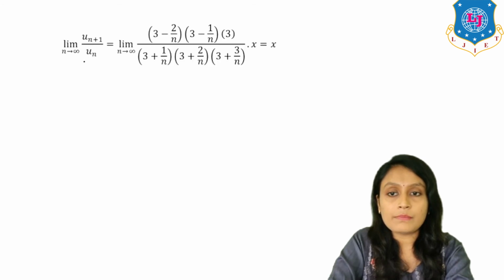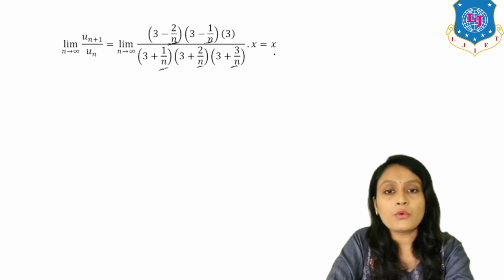Next we will apply the limit, that is limit n tends to infinity un plus 1 upon un. Now we know the limit n tends to infinity of 1 upon n is 0. So all these terms will go to 0. What remains is only x, because here in the numerator we have 3 into 3 into 3 and in the denominator we have 3 into 3 into 3. So it will get cancelled. So what remains finally is x.